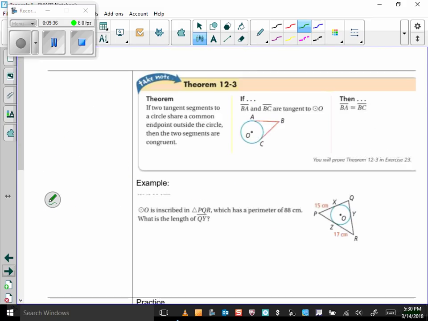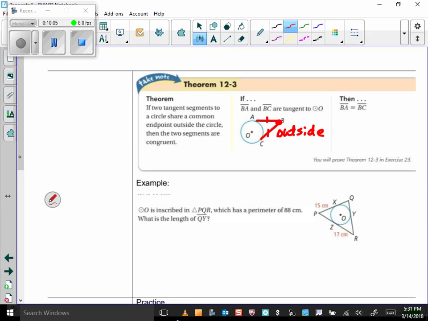All right, got some more theorems now. Let's see what they say. If two tangent segments to a circle share a common endpoint outside the circle, then the two segments are congruent. So if I look at my picture here, these two tangents, tangent AB and CB, they share a common endpoint outside the circle. B is outside the circle, then I know that they're congruent.